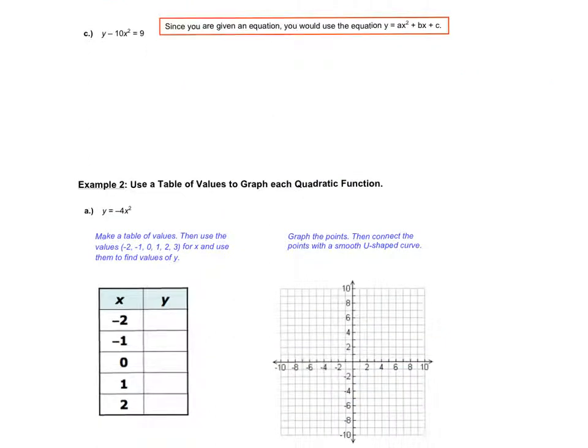In example C, we're given an equation again, so we want to see if that could be written in y equals ax squared plus bx plus c. And I know it can be. In fact, the negative 10x squared would move to the other side as 10x squared. So even though the bx is 0 in this case, we still have everything that we need, so this is a yes, because we have y equals ax squared plus bx plus c.